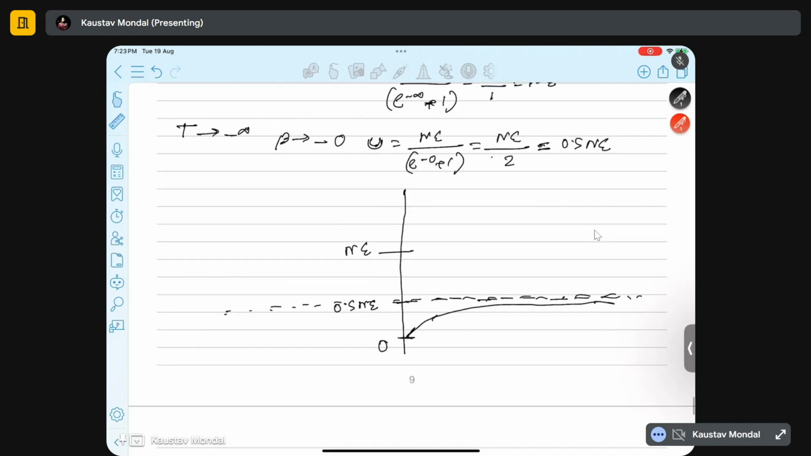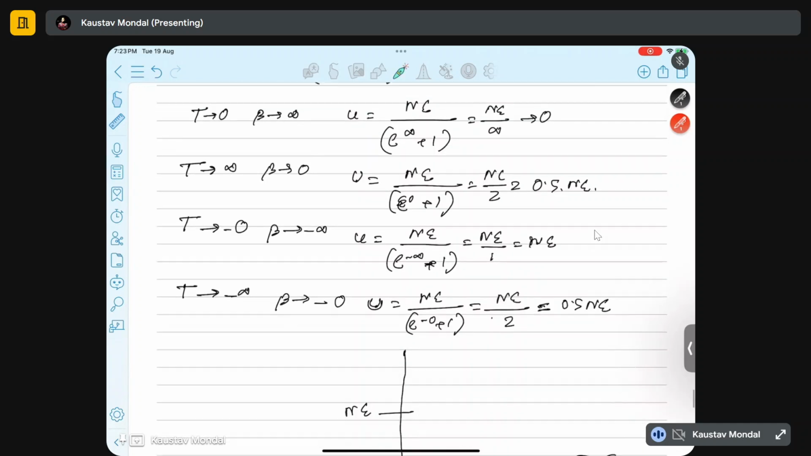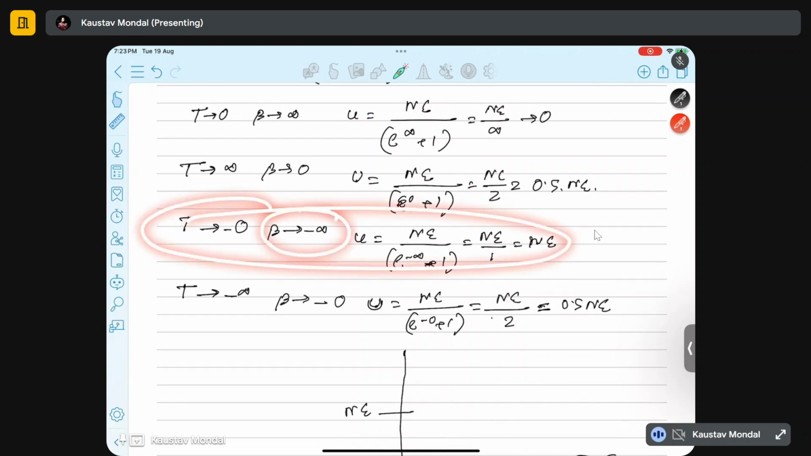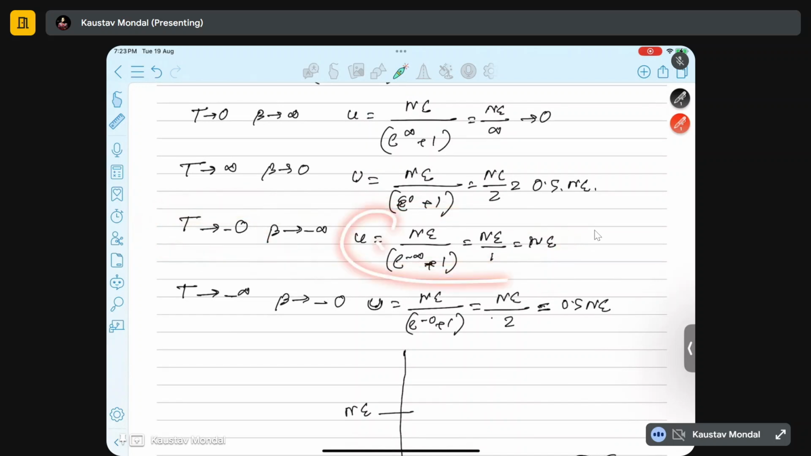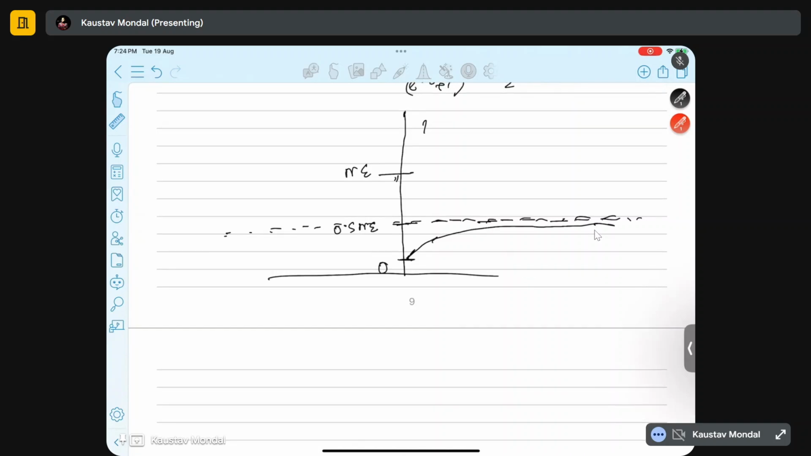The next thing is when T tends to minus 0. When T tends to minus 0, beta tends to minus infinity. In that case, the internal energy reaches the value n epsilon. So n epsilon means this value. This axis is basically the temperature axis, and this is the internal energy axis.